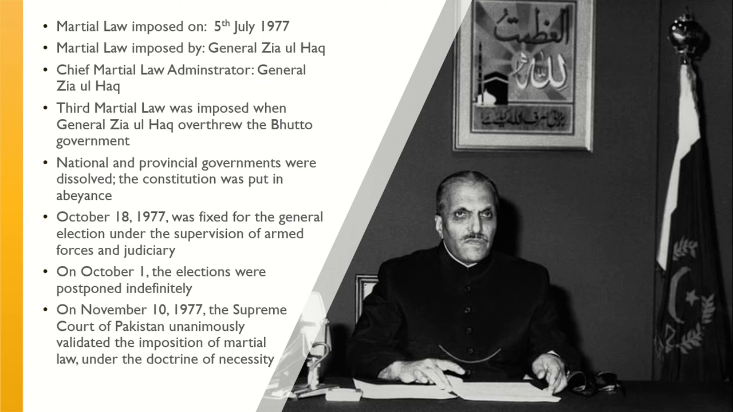Third martial law 1977. Martial law was imposed on 5th July 1977. Martial law was imposed by General Ziaul Haq. Chief Martial Law Administrator General Ziaul Haq. Third martial law was imposed when General Ziaul Haq overthrew the Bhutto government. National and provincial governments were dissolved. The constitution was put into abeyance.